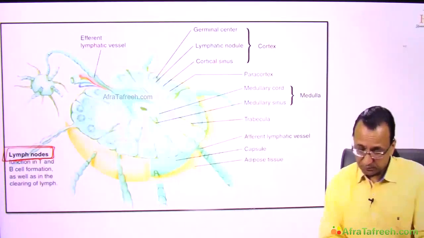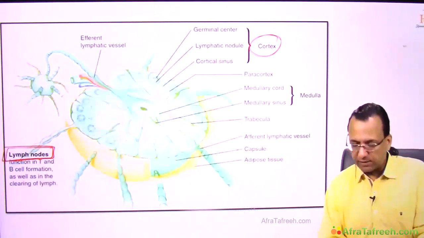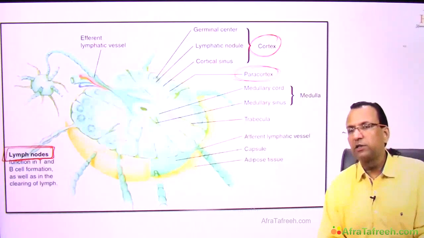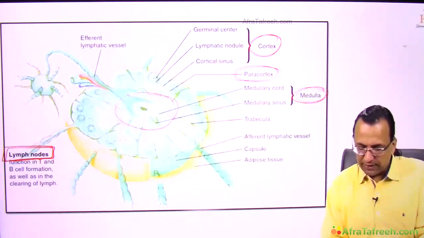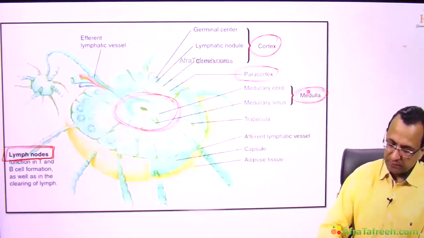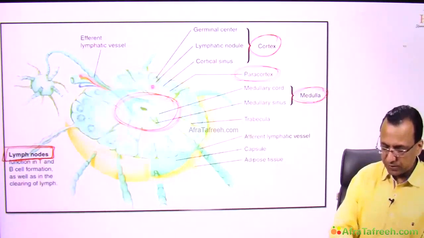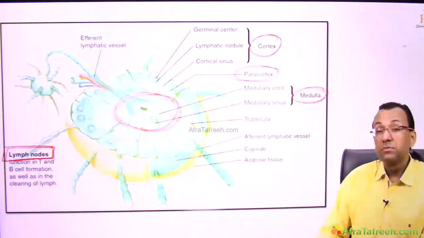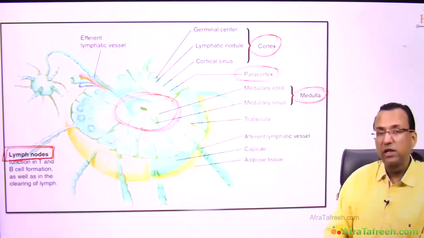a cortex, which is in the periphery. Deep to that is paracortex, and right in the middle is the medulla. So the central area is medulla, the peripheral area is cortex, and under the cortex you will have the paracortex. We need to magnify this further, but that will be done in a short while. We are just trying to have a general idea.